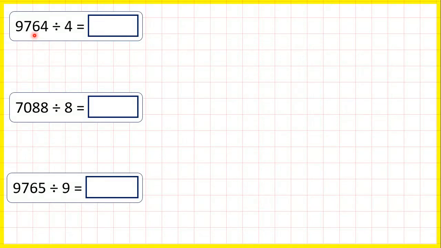Let's divide four-digit numbers using short division. So first we have 9,764 divided by 4. Taking the first digit, 9 divided by 4 is 2, remainder 1. That's because 2 times 4 is 8, but then we need one more to get to 9.